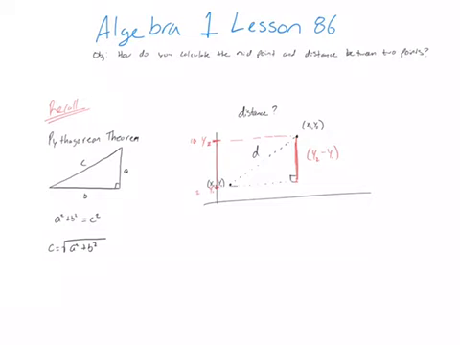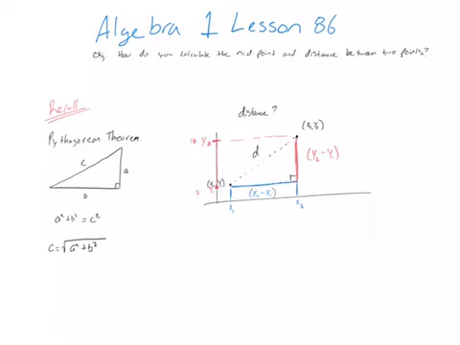Then I need to find this length here. So this length right here is x1, and this length right here is x2. So the distance between them is going to be the further one minus the shorter one. So that distance is going to be x2 minus x1.